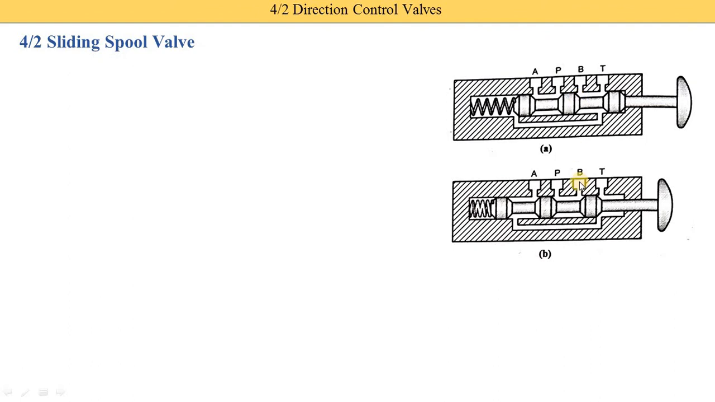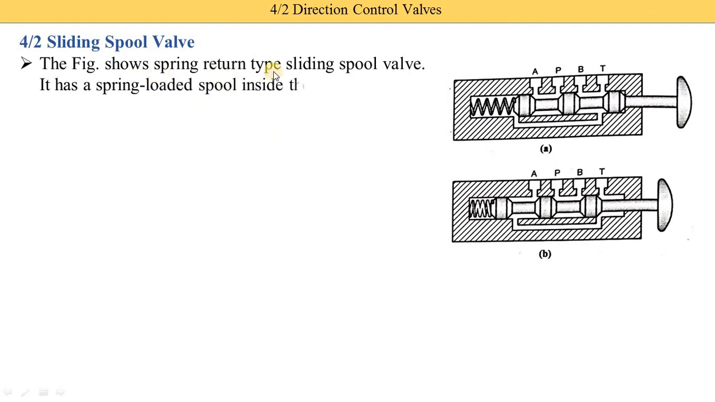Now here we understand the 4x2 sliding spool valve. Here you see the diagram of the 4x2 sliding spool valve. This figure shows a spring return type sliding spool valve. Spring return means that due to the spring force it comes back to its original position. Here you see a spring is provided, and this complete portion is called the sliding spool.